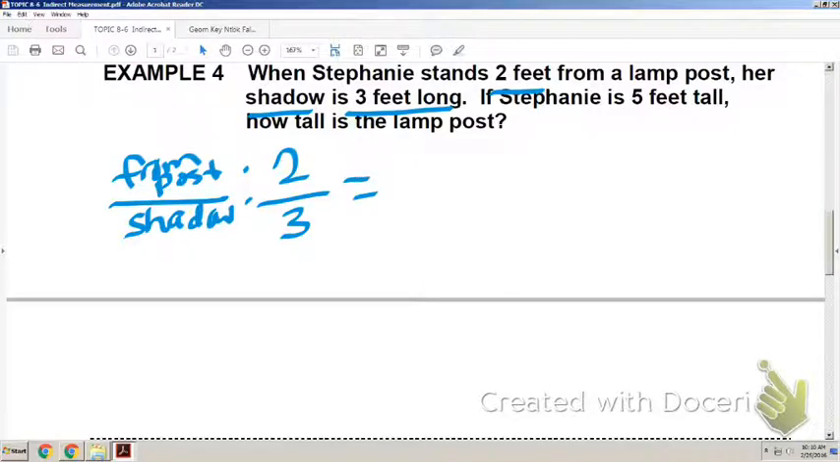So she's 2 feet from a lamppost and her shadow is 3 feet. If Stephanie is 5 feet tall, how tall is the lamppost?